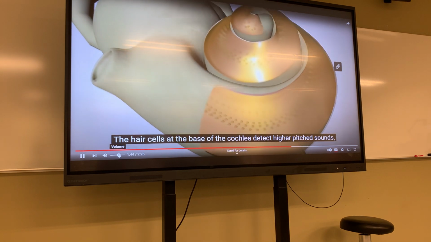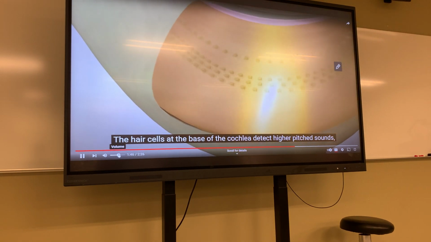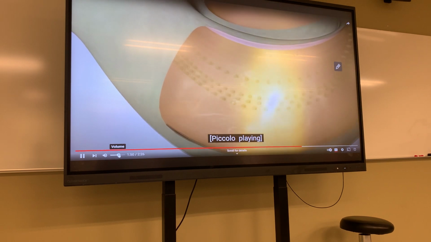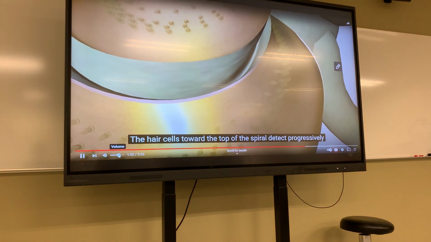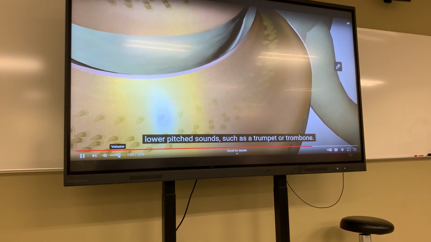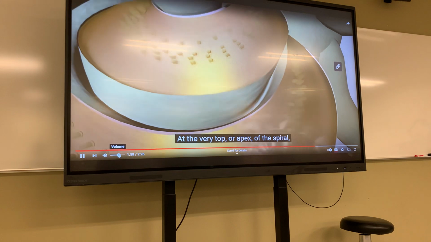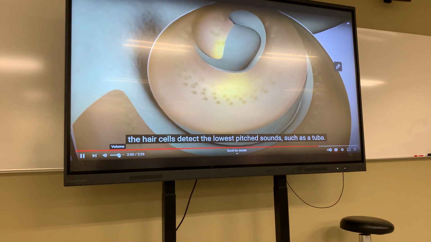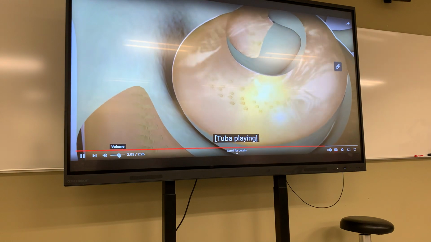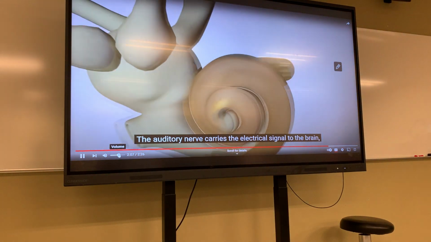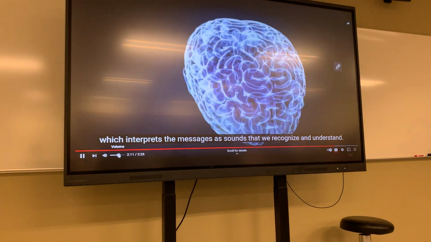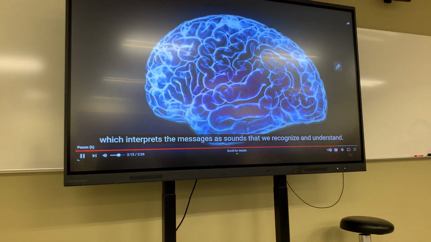The hair cells at the base of the cochlea detect higher pitched sounds, such as a piccolo or flute. The hair cells toward the top of the spiral detect progressively lower pitched sounds, such as a trumpet or trombone. At the very top or apex of the spiral, the hair cells detect the lowest pitched sounds, such as a tuba. The auditory nerve carries the electrical signal to the brain, which interprets the messages as sounds that we recognize and understand.